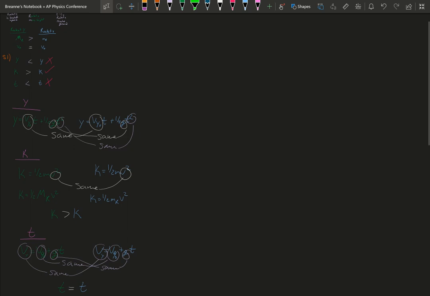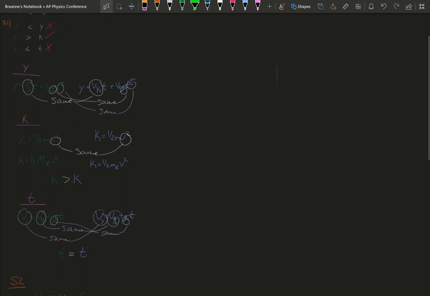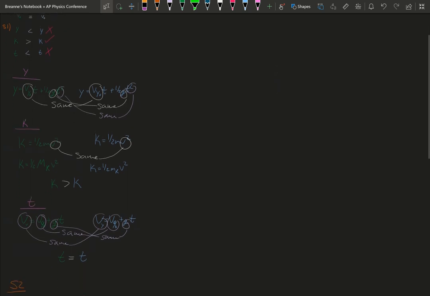Part II says which aspect of student 1's reasoning was incorrect. Well, that'd be your Y and your time. Again, it says and why. So student 1's reasoning about the vertical displacement and time were incorrect. Mass does not affect your height at all, and therefore, since it moved to the same height, it's going to take the same time. And then again, you could throw some equations in there to explain.